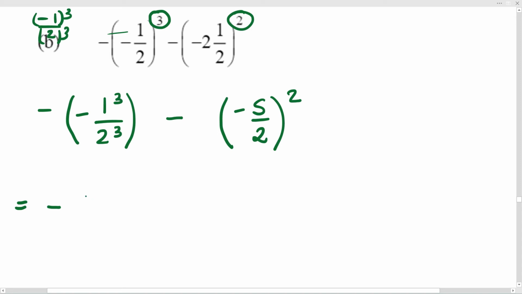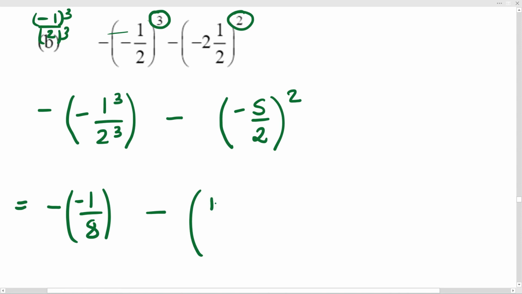Okay, so 1/3 is just 1. 2/3 is 8. Okay, and that was negative, remember. Okay, because it's going to be negative, or I could even see this as -1 to the power of 3 is -1. So now I have -1/8. More about that just now. Here I'm going to have -5 squared. Negative squared is a positive.